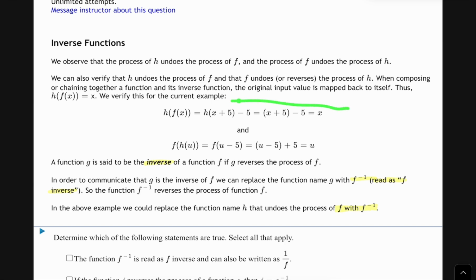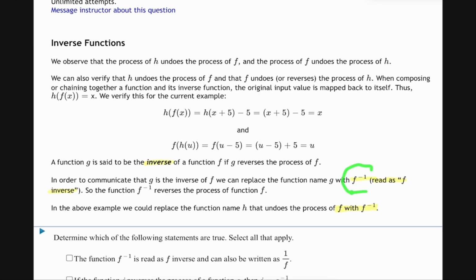Now here, what they're showing you here is that if I start with f and go to h, it goes back to the original input. If I start with h and go to f, it goes back to the original input. So the inverse of a function reverses the process.